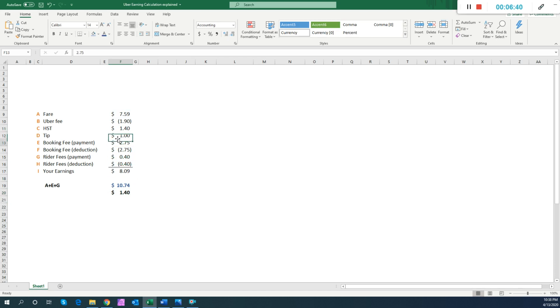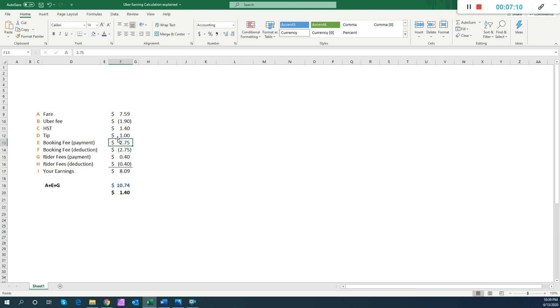Booking fee. This is a fixed charge from Uber that is charged to the passenger on behalf of the driver, and as soon as the driver accepts the ride, this booking fee will be charged to the rider, and then the same amount is deducted from the driver's earnings. The same amount is deducted back.